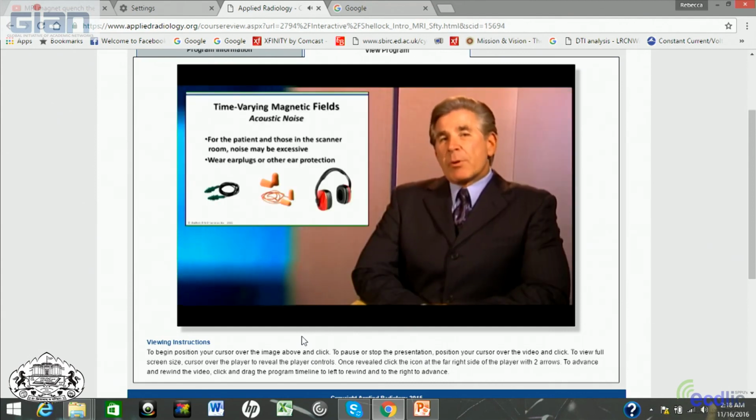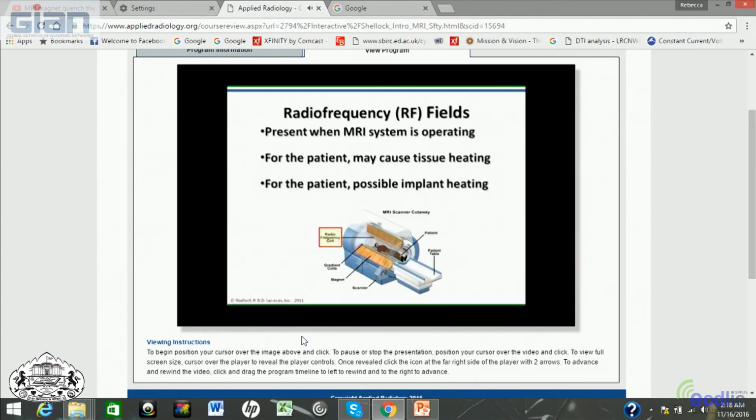Therefore, hearing protection is provided to the patient in order to prevent issues related to the loud noises that may be associated with the MRI examination. Importantly, if you must remain in the scanner room while it is operating, you should also wear proper hearing protection such as earplugs. The MRI examination also involves the use of radio frequency energy or radio waves, which are delivered by means of the radio frequency or RF coil.